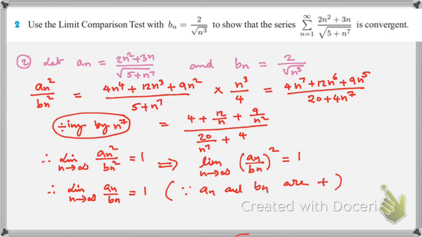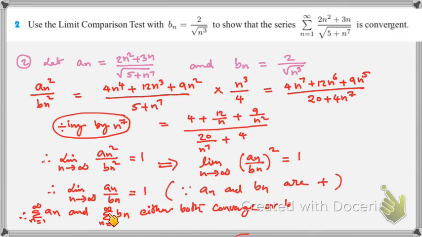So according to the limit comparison test, if the limit as n tending to infinity of An by Bn is 1, that means that the sum from n equals 1 to infinity of An as well as the sum from n equals 1 to infinity of Bn would both have the same nature. Either both will converge or both will diverge. Now how do we decide on that? So it is depending on Bn.